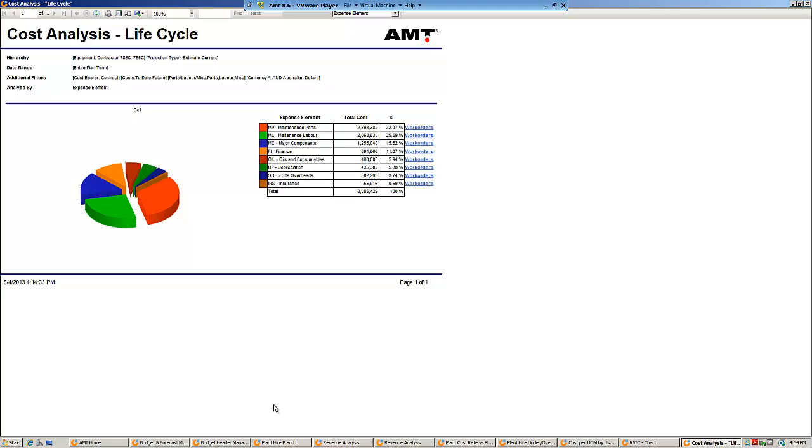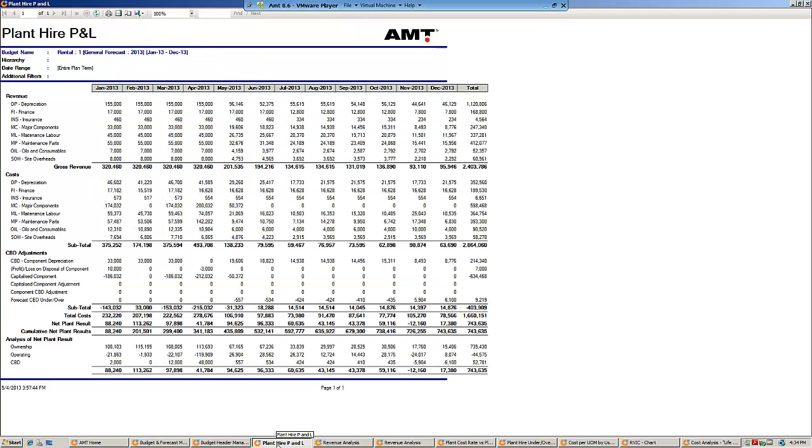Probably the main report around the rental performance in AMT is the P&L Report. This report can be run historically or for the future or both. So in this example, I've actually run it for both. We've currently just started May, so January to April is actuals, and then May through to the end of December is forecast.